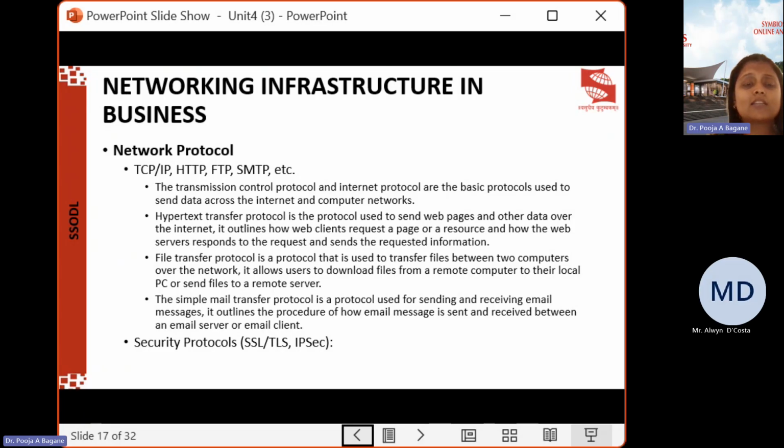SSL and TLS stand for Secure Sockets Layer and Transport Layer Security. They are cryptographic protocols used to secure communication over the computer network. They protect client-server communication by encrypting it and allowing servers to authenticate their identities, while preventing man-in-the-middle attacks.